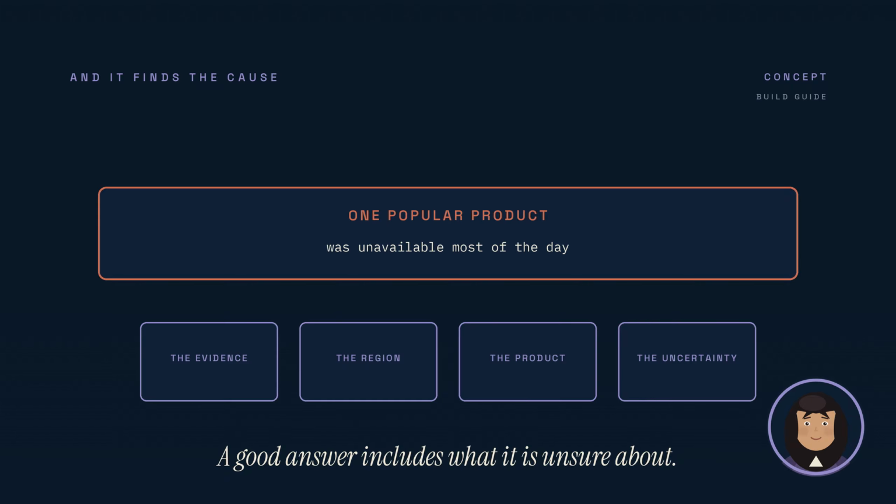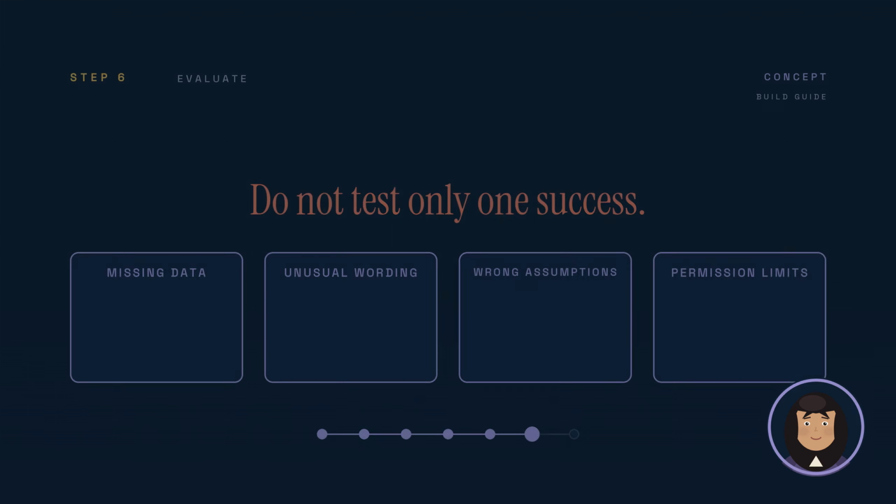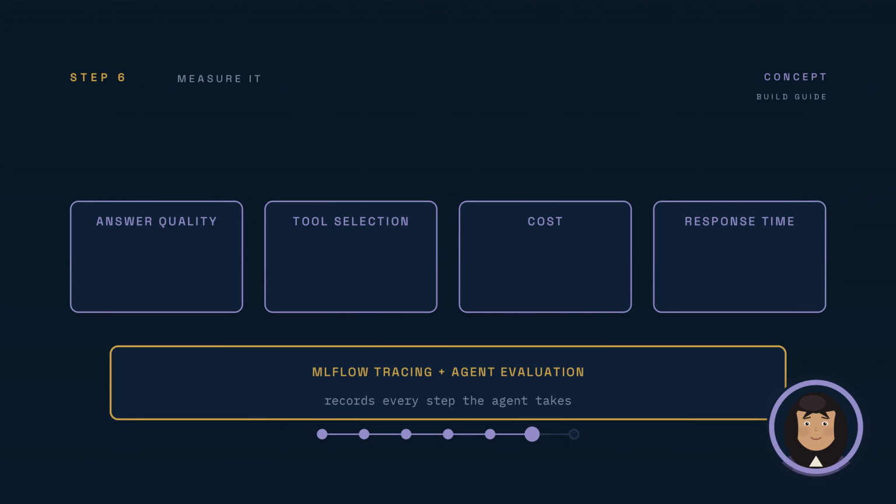The sixth step is evaluation. Do not test only one successful example. Ask questions with missing data, unusual wording, incorrect assumptions, and permission boundaries. Measure answer quality, tool selection, cost, and response time. MLflow tracing and agent evaluation can record the steps the agent takes and help teams improve its behavior.